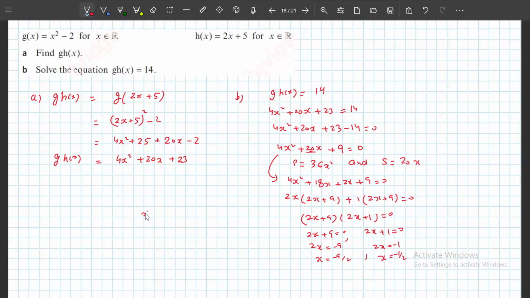It means we are getting two answers. One answer, if we change it to a mixed number, is minus 4 1 over 2, and the second answer is minus 1 over 2. So these are the answers for x which they want from us. I hope it is understandable.